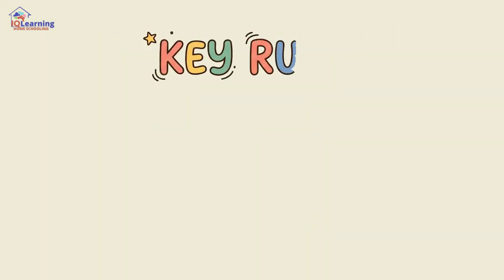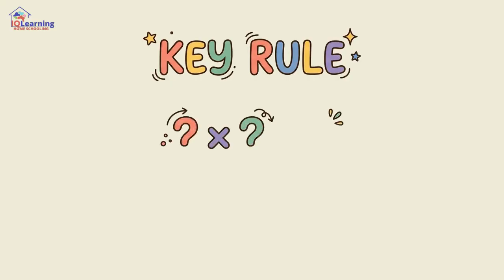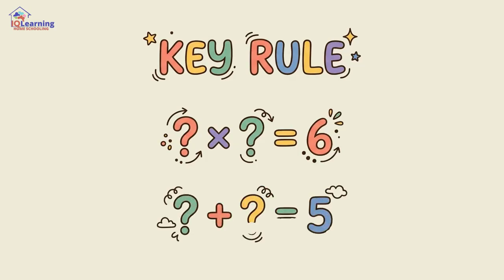Now here's the key rule, and this is the part you want to remember. We need two numbers that multiply to 6 and add to 5. Multiply to 6, add to 5. Those are our two targets.